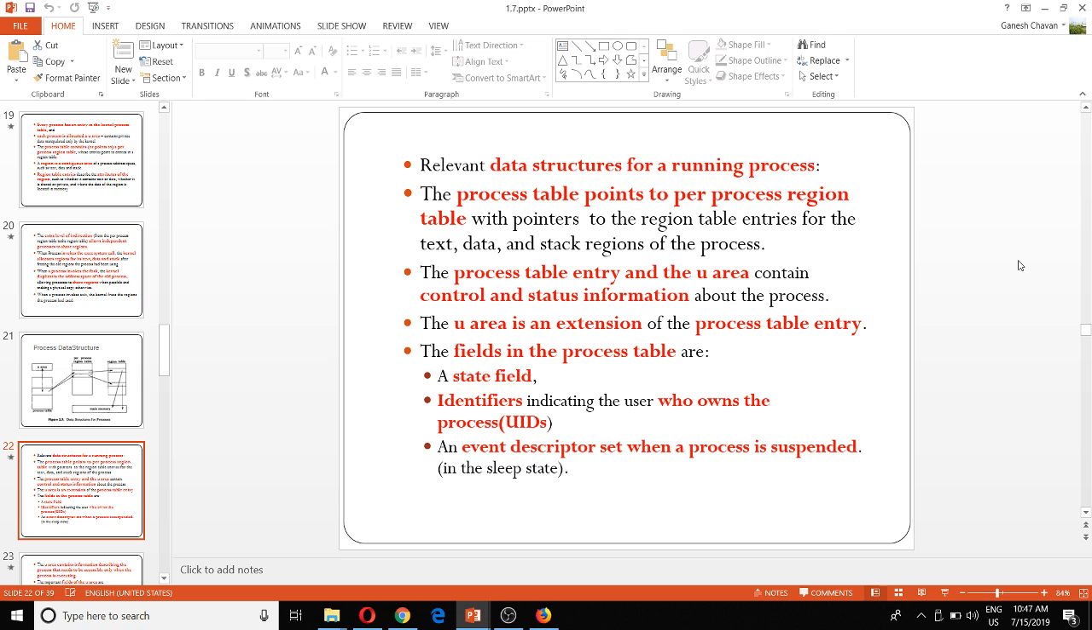The process table entry and the U area contain control and status information about the process. The U area is an extension of the process table entry. The fields in the process table are a state field, identifiers indicating the user who owns the process (UID), an event descriptor set when the process is suspended in the sleep state.